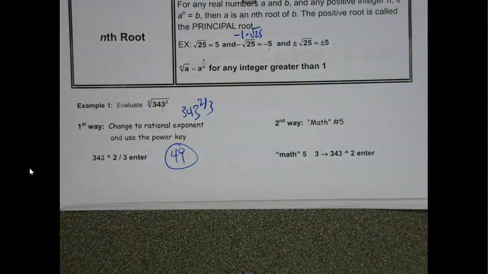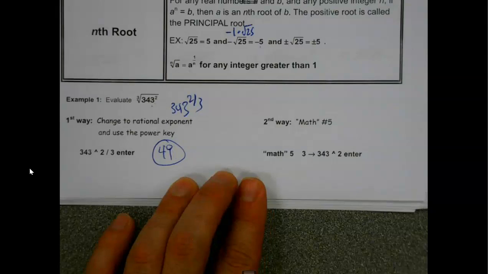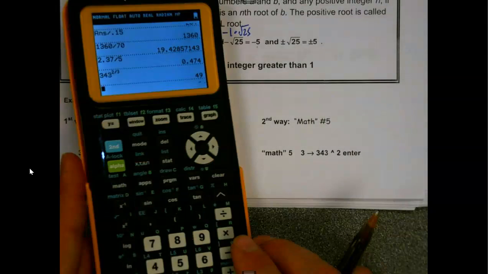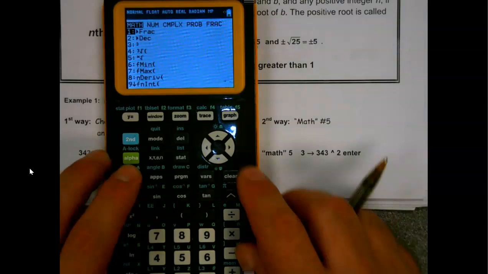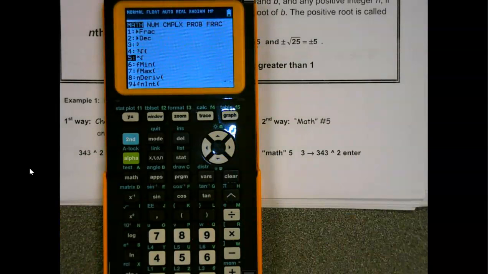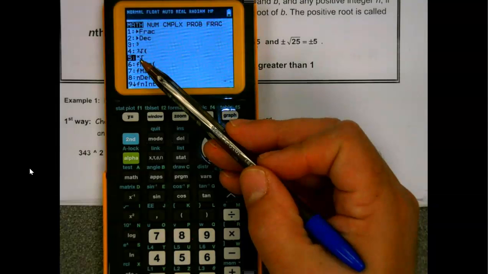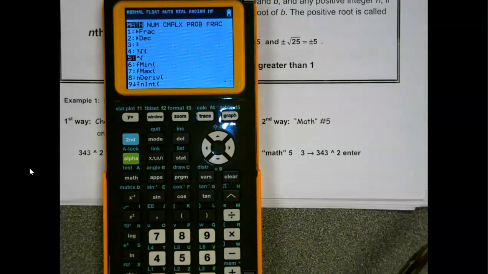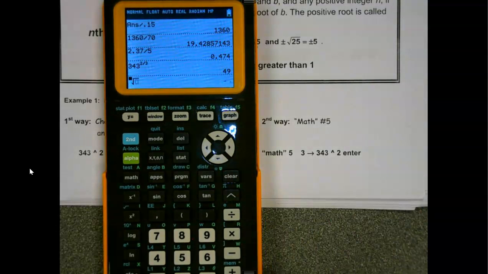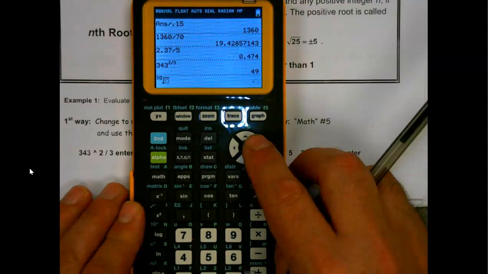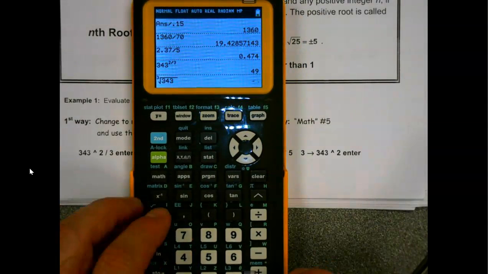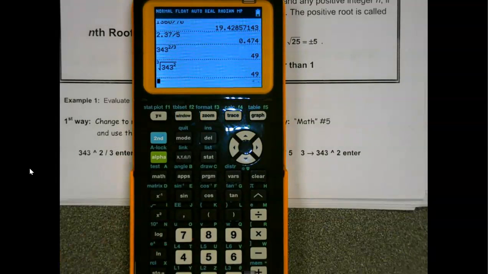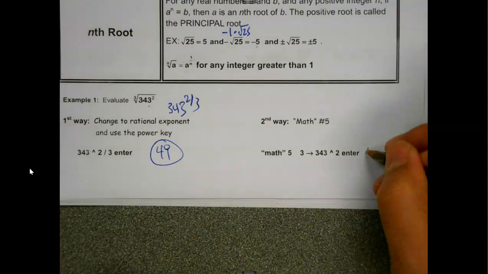You could also, I'm not as big of a fan of this. The more buttons I have to press, the less likely I am to do it. But I also could go math. Notice on number 5, there's an X out there for the root. Like you have square root, you have cubed root. You can always go to the X one in general. And then again, you're just saying, okay, well, that's 3, and this is 343 squared. You get there that way. That's an option. Both of those are going to get me to 49.